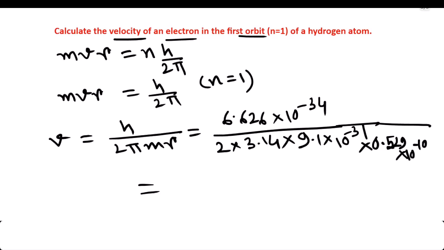Now if we calculate all these values, this will approximately give 2.19 into 10 to the power 6 meter per second. The unit of velocity is meter per second.